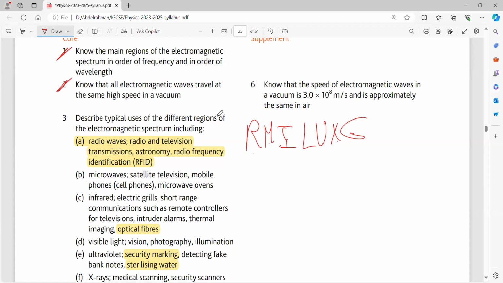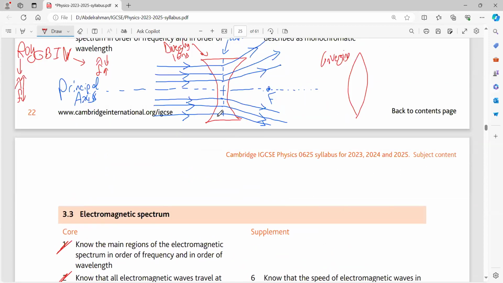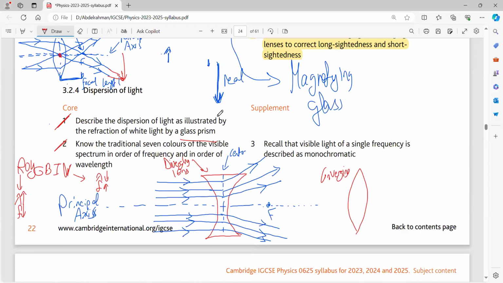Dispersion, do you still have a problem with dispersion? Dispersion is the splitting of the light. The light splits into 7 colors. We have 7 colors, ROY G BIV: red, orange, yellow, green, blue, indigo, and violet. This is what we call dispersion.